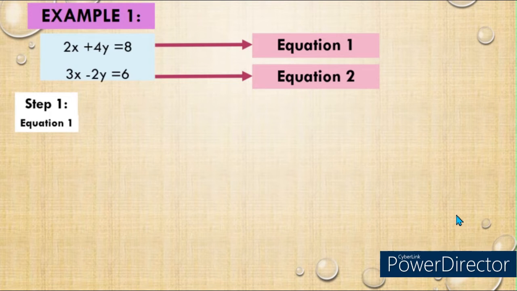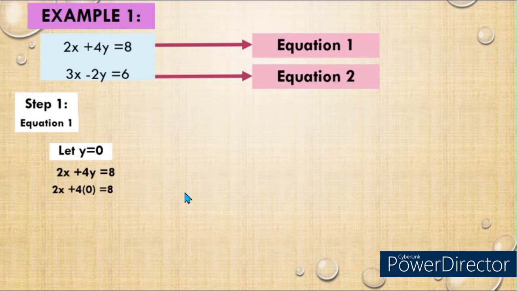So we need to find first the x-intercept. So if we're going to find for the value of the x-intercept, let y equals to 0. So all we need to do is to substitute. So substitute y to 0. So we have equation number 1, 2x plus 4 is equal to 8. So we need to change y. Palitan po natin yung y ng 0. So we have 2x plus 4 times 0 is equal to 8.